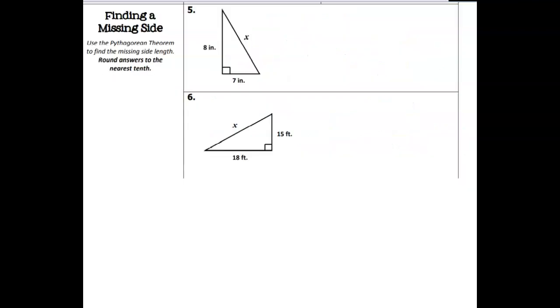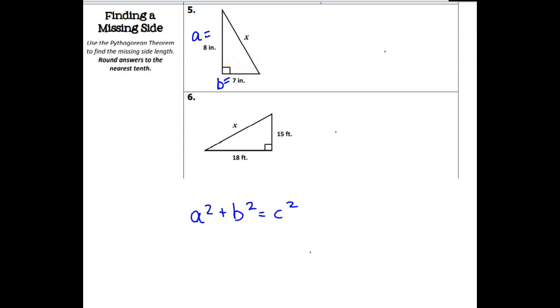Okay, but we can use the Pythagorean theorem to find the missing side length, and then we're going to round the answers to the nearest tenth. So I'm going to write this down: a squared plus b squared equals c squared. If I look at number 5, I'm going to identify my a is 8, my b is 7, and my c is going to be the x.